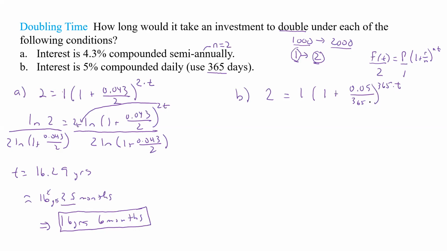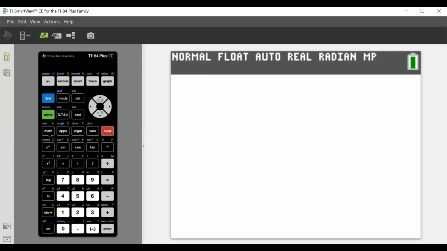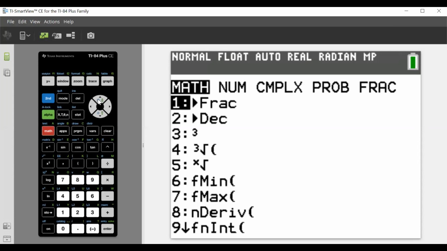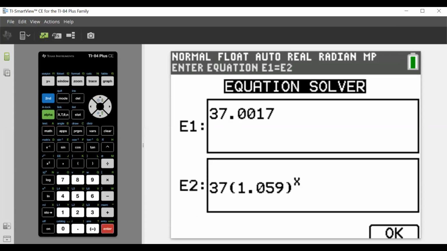Now this time, I'm going to use the calculator to solve it. I'm not going to actually solve it on my own with all the LNs. I'm going to show you how we can do this calculator based. So let's clear that so we don't have anything in the way. So we'll have math, then we'll use the arrow up, and we want the numeric solver. All right. So let's clear everything out here. And so what we have is on the left side, we just had 2.